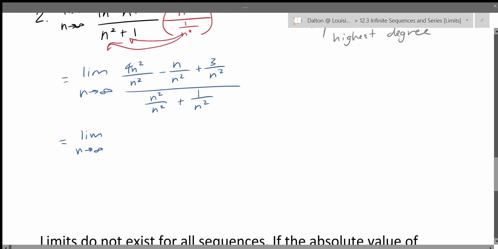All right, are we good? All I'm doing on this next step is reducing. So 4n squared over n squared is just 4, minus what is n over n squared? 1 over n, plus what is 3 over n squared? Nothing, right? There's nothing more you can simplify. All divided by n squared over n squared is 1, plus there's nothing else to do with 1 over n squared.